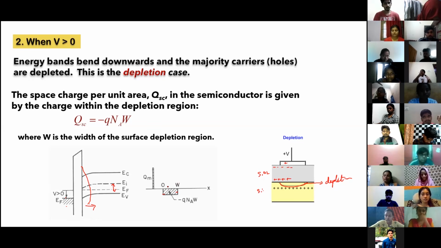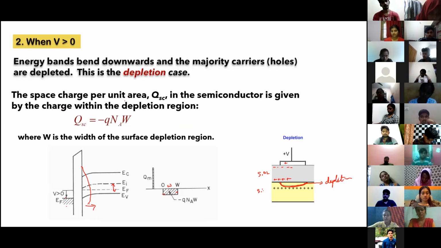And this W is the width of the depletion region here, which is equal to this. Whatever the amount of positive charge you put, equivalently that will be the depletion, and that much thickness of layer will be formed here. The space charge per unit area in the semiconductor is given by the charge within the depletion region. There is no charge actually, but the depletion region is equivalent to that. This is the depletion layer which is created here. So when you apply a little positive charge, a depletion layer will be created.